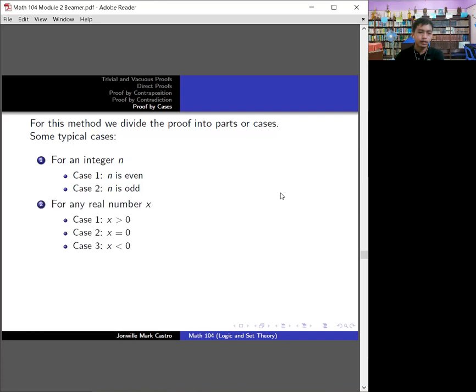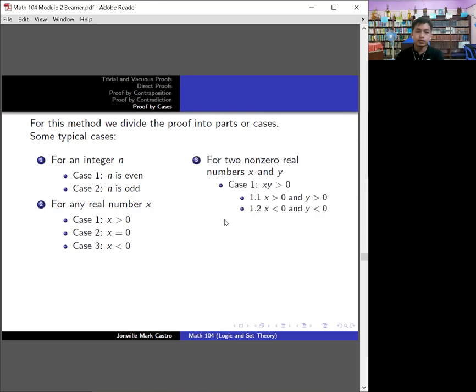Next, another case is any real number x. So, for a real number x, since it is a real number it can be one of three things, so trichotomy. x can be positive, x can be equal to 0, or x is negative. So, three cases.